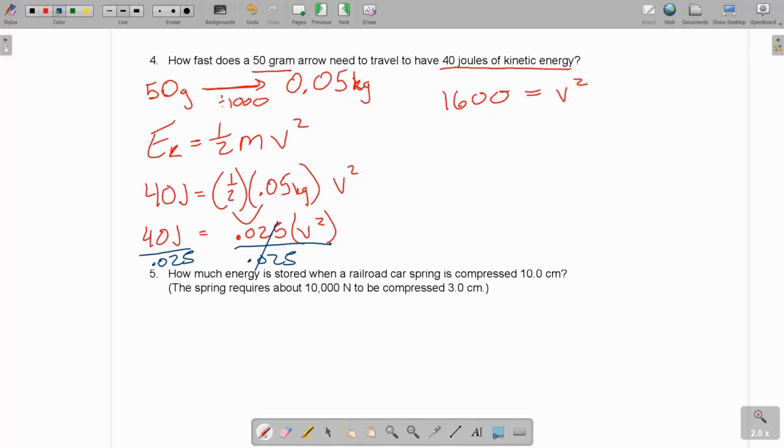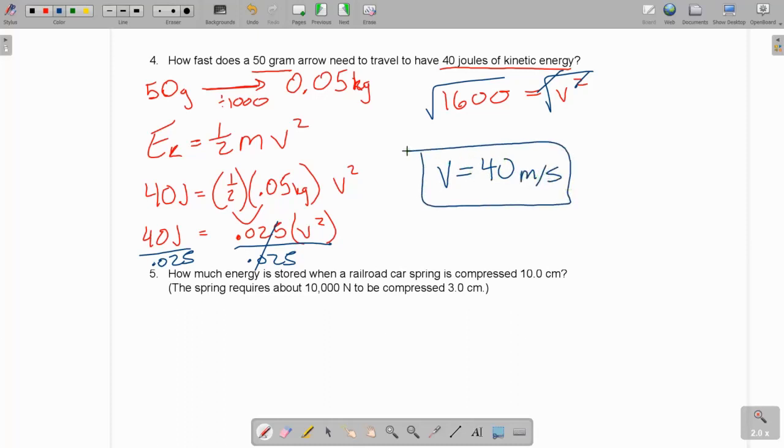At this point, it's where we need to do the square root on each side to get rid of the squared over here. So this and this cancel. We're left with just velocity on the right side, and that's equal to the square root of 1,600, which means that our velocity here is equal to 40 meters per second. Okay, 40 meters per second is the speed of the arrow.